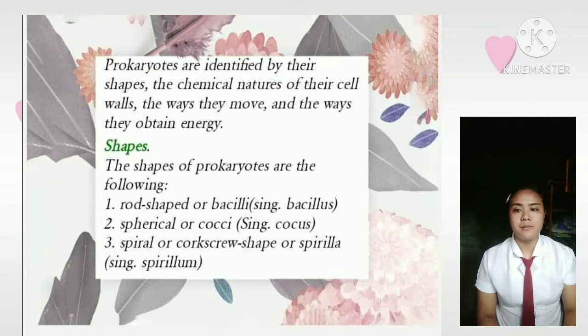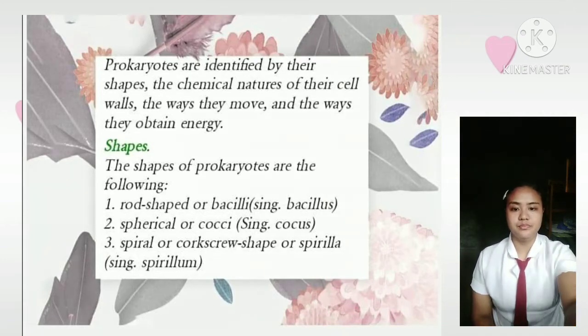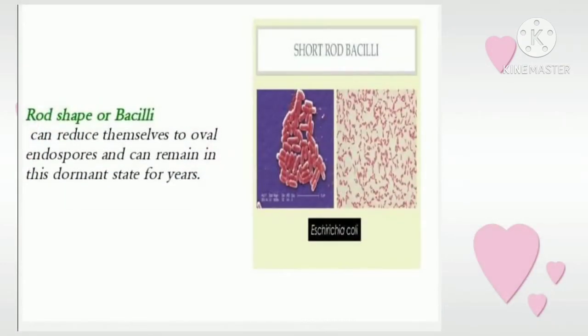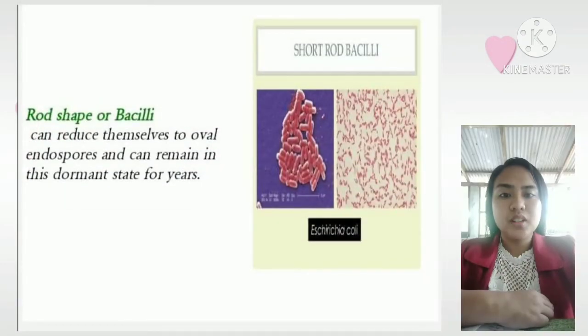Prokaryotes are identified by their shapes, the chemical natures of their cell walls, the way they move, and the way they obtain energy. First one is the rod shape or bacilli. They can reduce themselves to oval spores and can remain in this dormant state for years. So, sinasabi na ang rod shape ay oval and tumatagal siya sa dormant ng years.